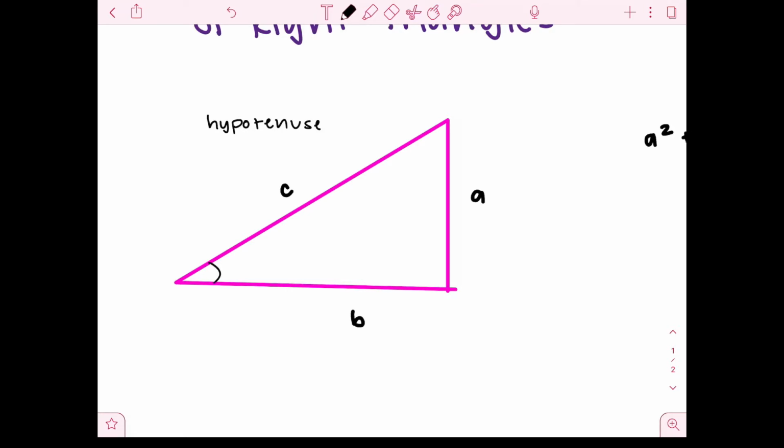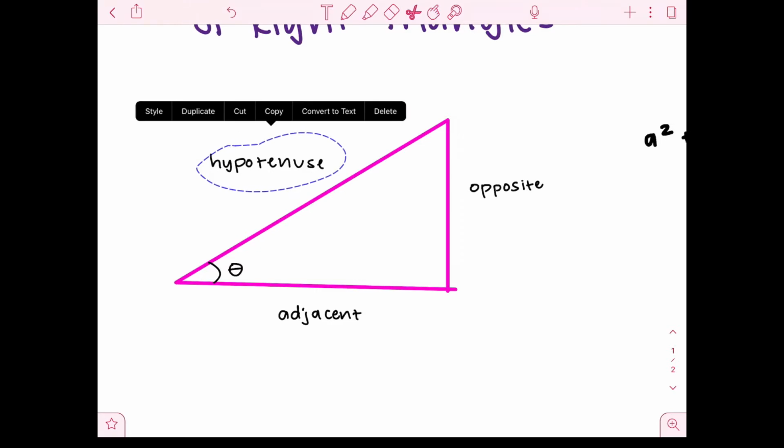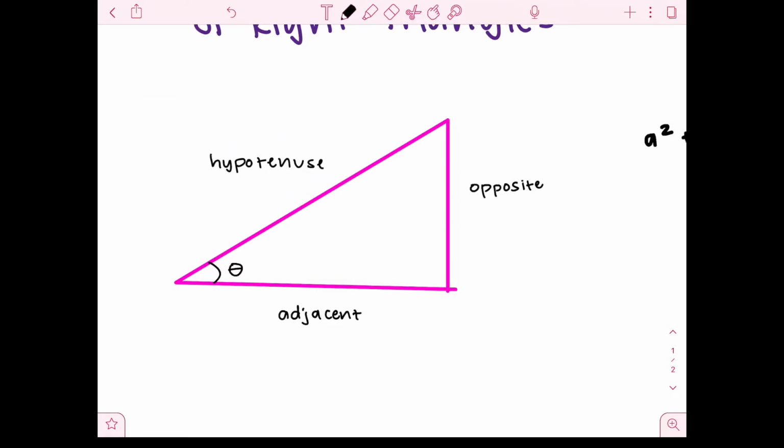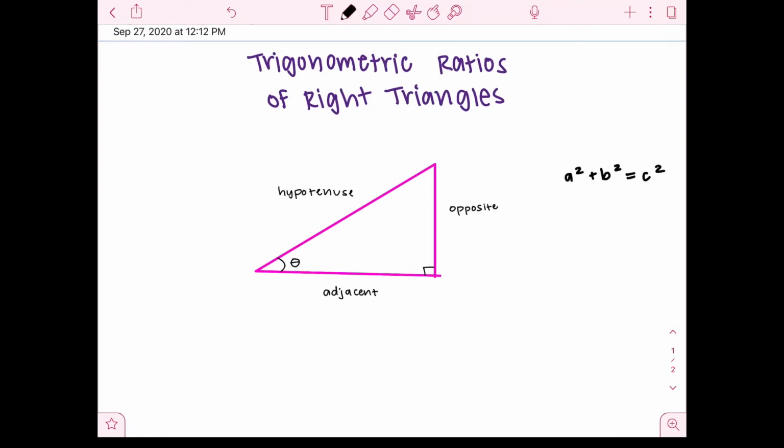Now, if we're looking at angle theta from this side, let's say this was our angle theta, then our side A would be our opposite side, because it is directly opposite to angle theta. And this side would be our adjacent side, because it is directly adjacent to or next to our angle theta. And I'm going to erase this C, move this down a little bit. Okay, and then obviously this is our 90-degree right triangle.